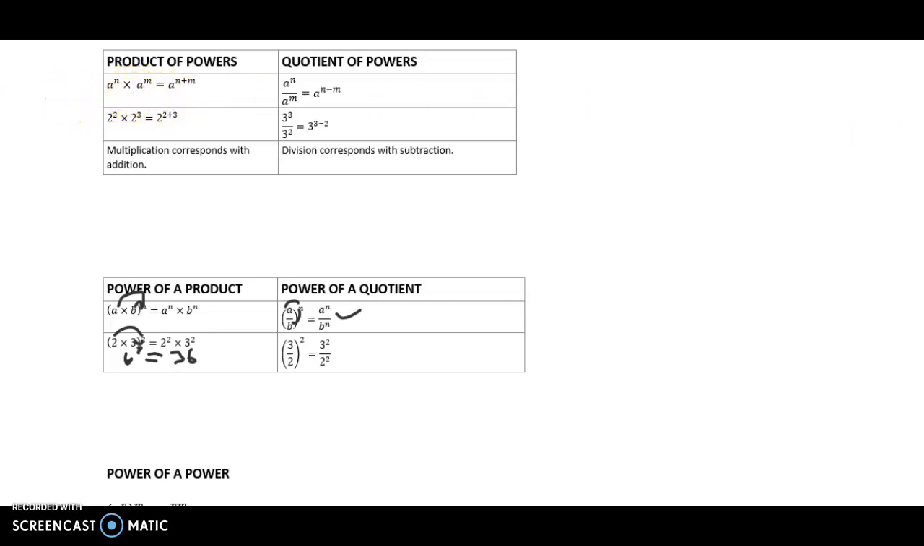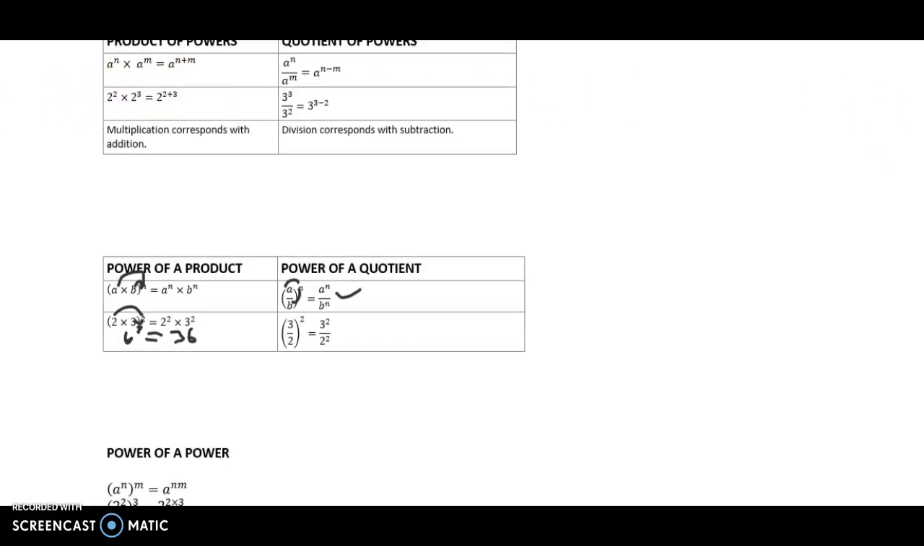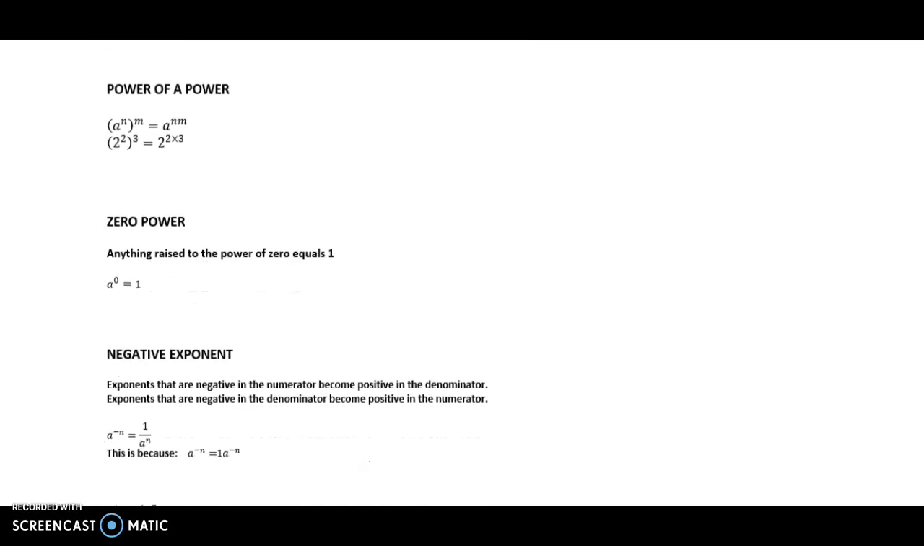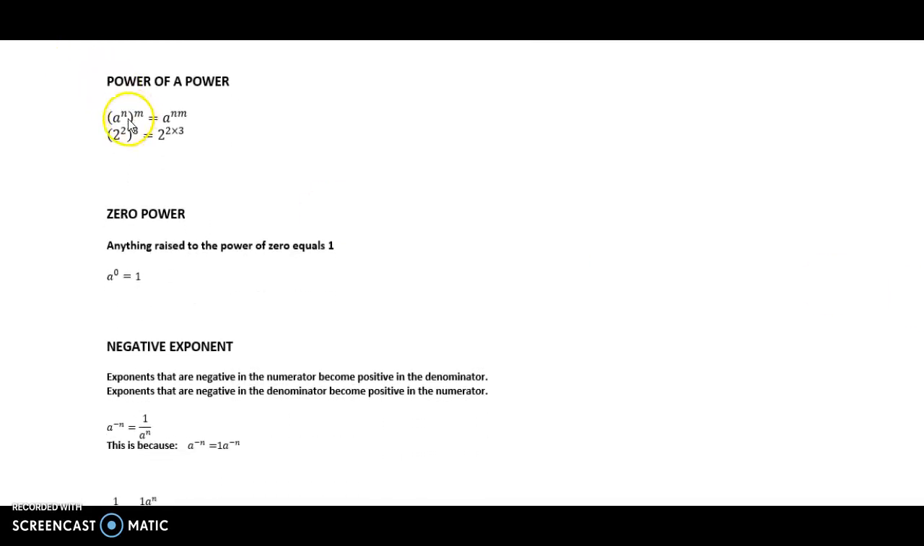we had 2 bases, but nevertheless those bases were the same. In the power of a power, you have one base that is already raised to a power, and again we are raising it to another power. The final answer, what we do here is we just multiply the powers, we don't add here, we multiply the powers. So we end up with a to the power of n times m. Here is your example: 2 to the power of 2, all raised to the power of 3, becomes 2 to the power of 2 times 3.